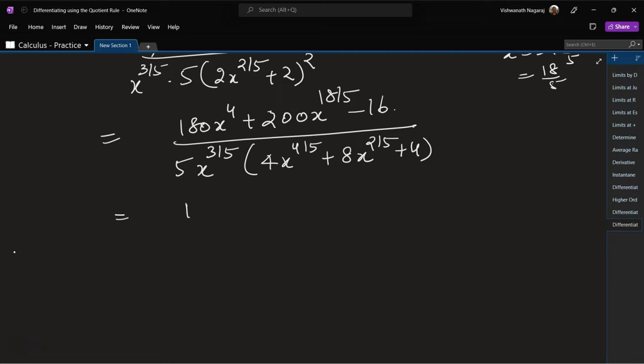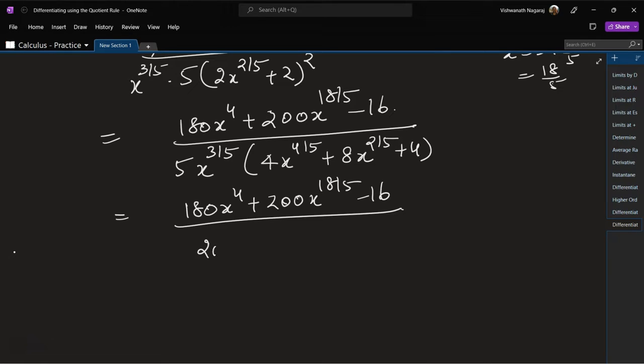This gives us 180 x to the power of 4 plus 200 x to the power of 18 by 5 minus 16 divided by 20 x to the power of 7 by 5 plus 40 x to the power of 3 by 5 plus 2 by 5, that is 5 by 5, which is 1, plus 20 x to the power of 3 by 5.